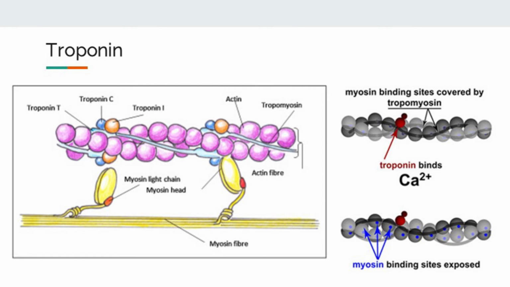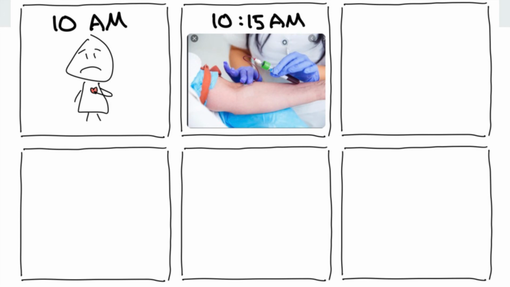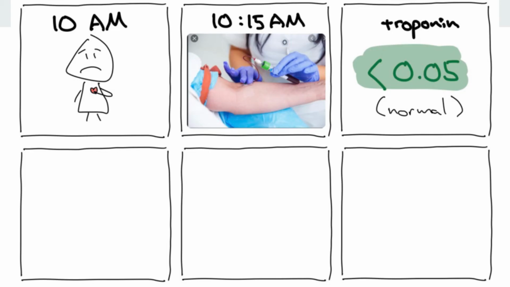The thing with troponin is that it will take some time, about 3 hours, for its levels to become elevated enough to be detectable in the blood. So if I had a giant heart attack at 10 o'clock this morning, then immediately went to the hospital where I had my blood drawn at 10:15 a.m., 15 minutes later, my troponin would return as being normal.